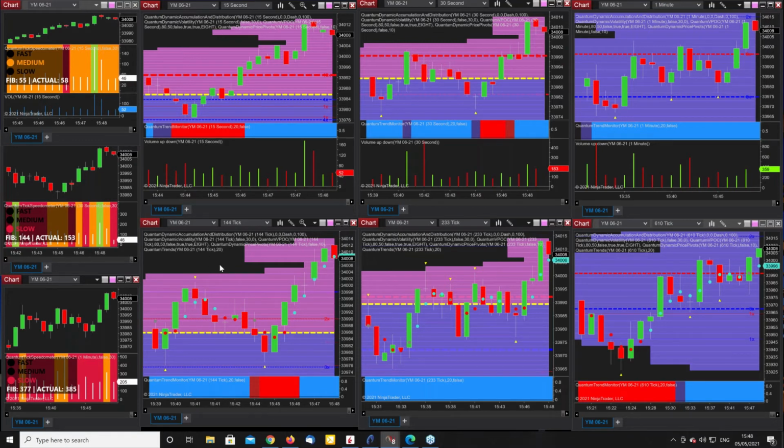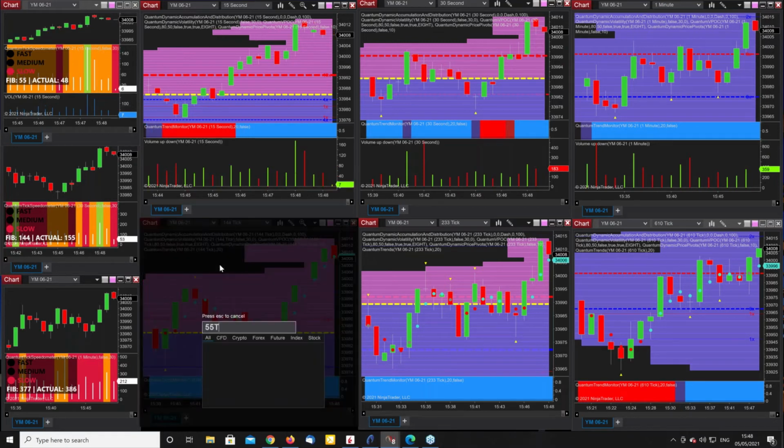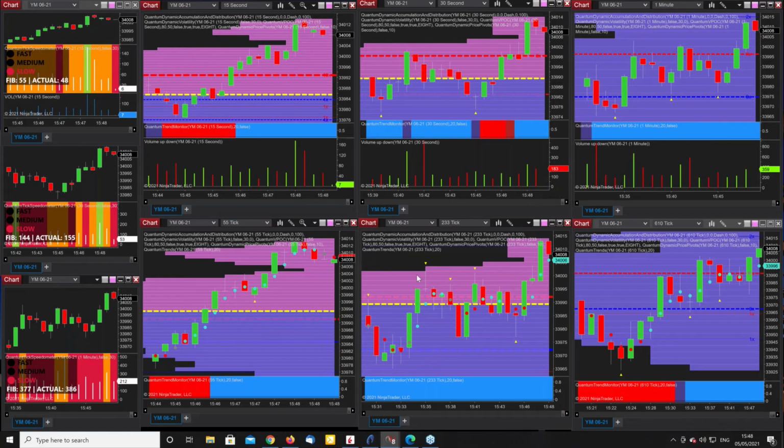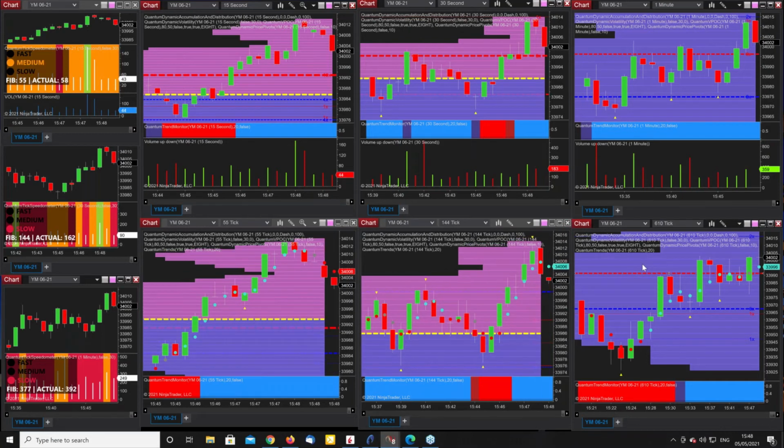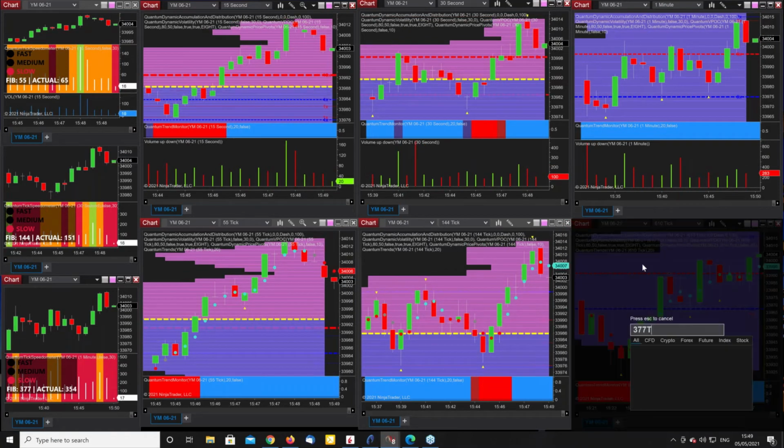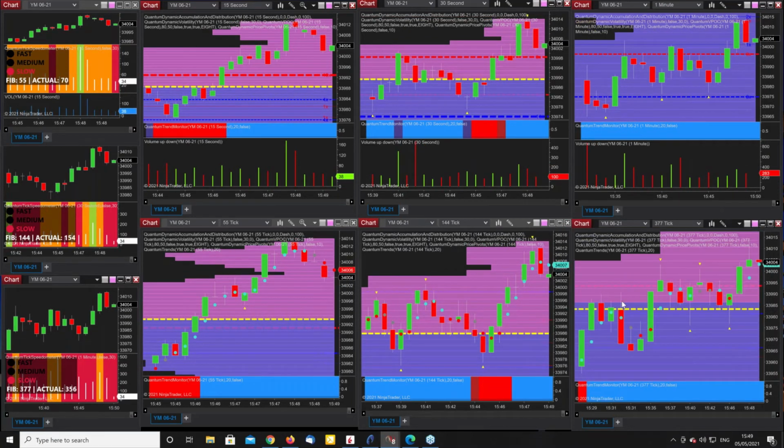So I'm just going to change these over. Just on Ninja, it's a piece of cake, just 55T. That flicks over onto a 55 tick chart. This is now 144. Just change that over there. And this is now over on 377 tick. There we go. So that's that done. That's how quick it is to change them.